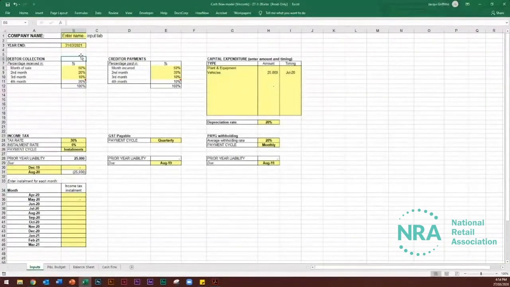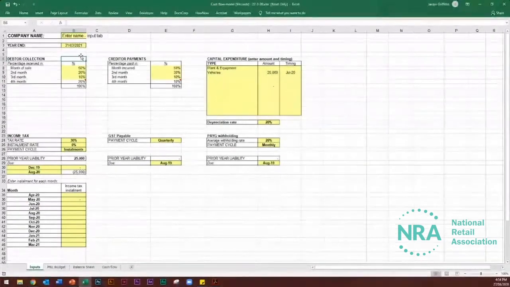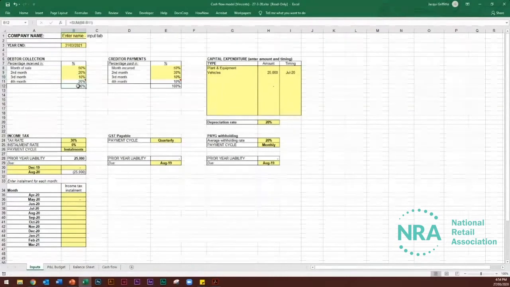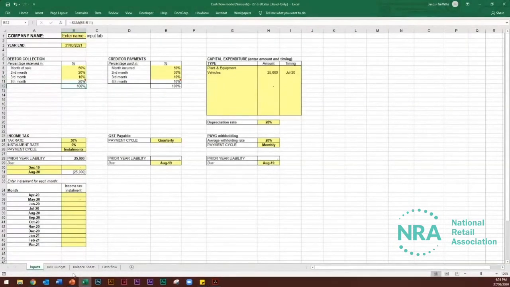The data collection is just setting your expectation of if you make a sale and it's on account, when that's going to be collected, whether it's a month or a couple of months following the sale, or it's a cash sale. So the month of sale is really your cash sales, and then the second and third months, and the balance goes into the fourth month. In this model it always adds up to 100%.